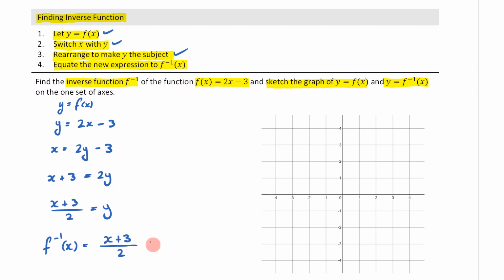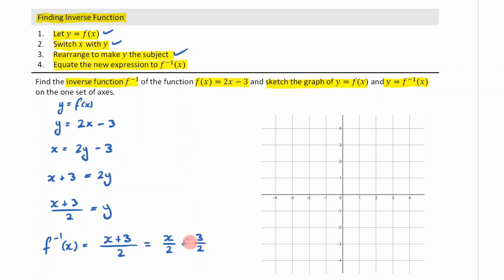And it might be a little helpful to think about this in another way. This is the same thing as x on 2 plus 3 on 2. So it's just a straight line, but written in this form, we can immediately see what the y-intercept is going to be. Okay, now let's give this thing a sketch.